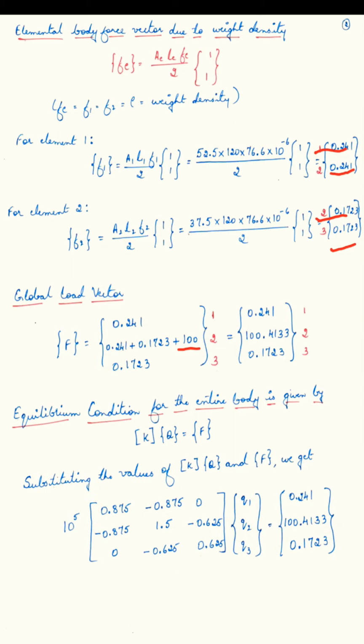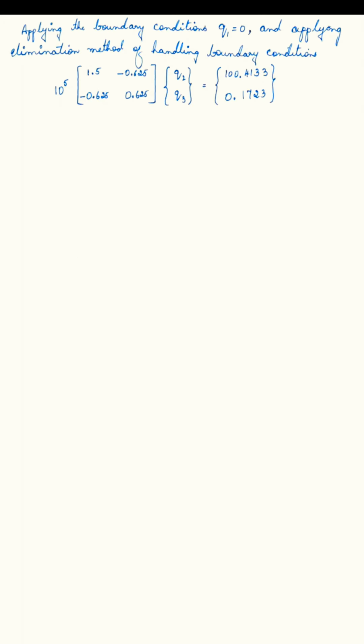Substituting K matrix, the Q vector and F vector, once we have substituted, we need to apply the boundary conditions, and from the boundary conditions we can either take the elimination approach or the penalty approach. We'll apply the boundary condition and take the elimination approach. So what is the boundary condition given? Q1 is 0, meaning that node 1 is fixed. There is no displacement at node 1.